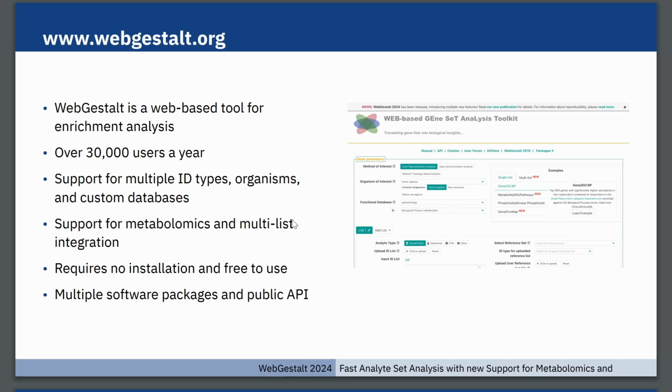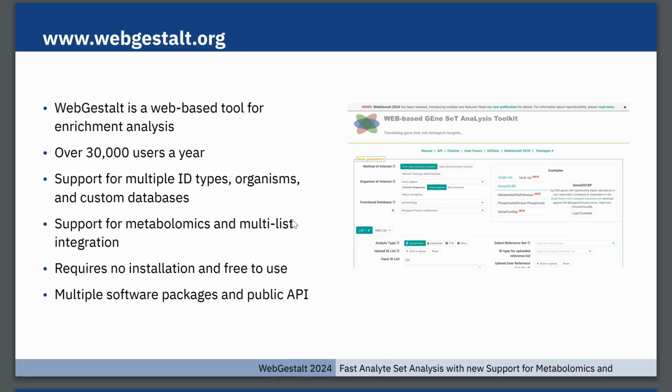The support for multiple organisms, and we have around 80 different databases you can search against per organism, and if we don't have one that you would like, you can always upload your own, and we'll run the statistical analysis for you, but you still have to provide that database. And then what we have been adding recently is support for metabolomics, specifically for pathway enrichment.